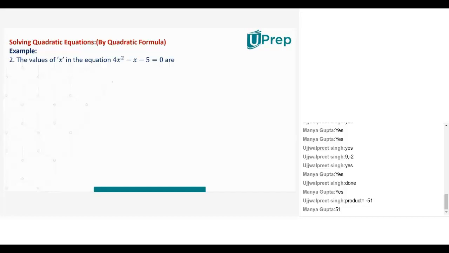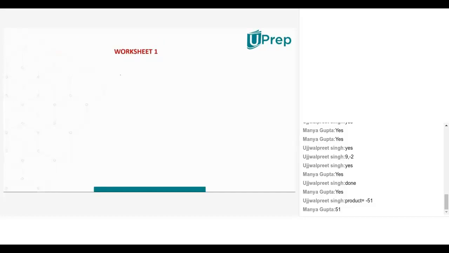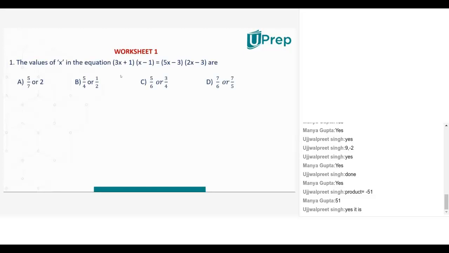Can you solve this equation? Okay, not this. This. Quick. Is the question visible to you all on the screen? Find the values of x from this equation: 3x plus 1 into x minus 1 equal to 5x minus 3 into 2x minus 3. Would you like to try?